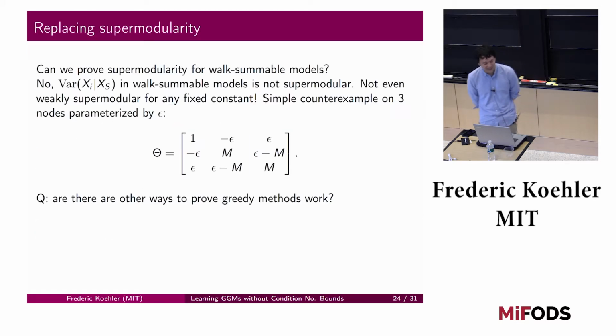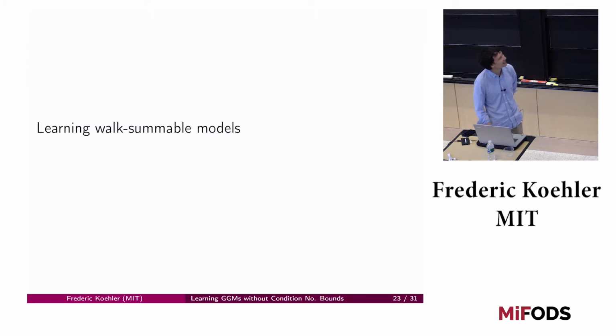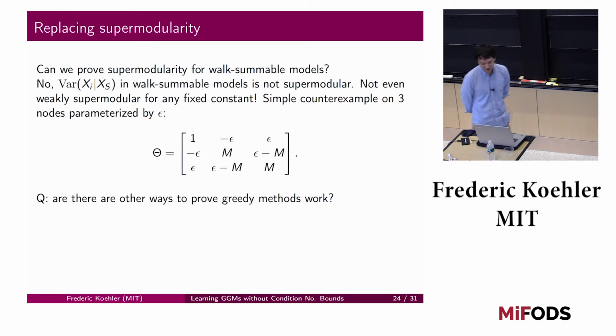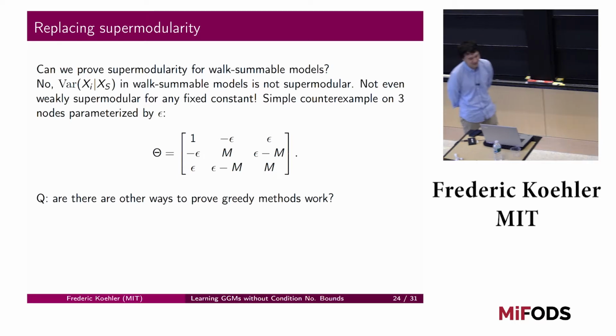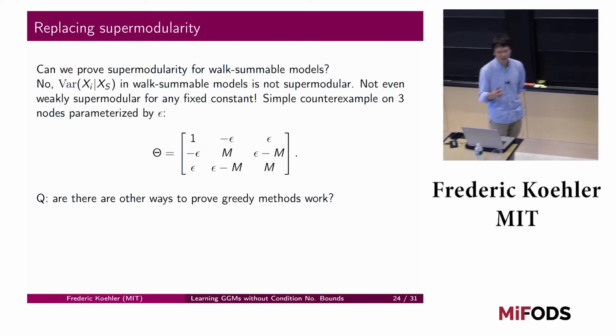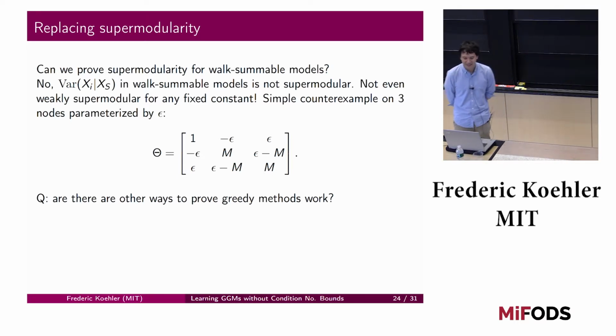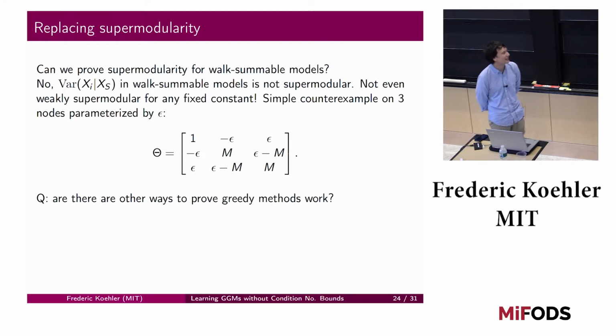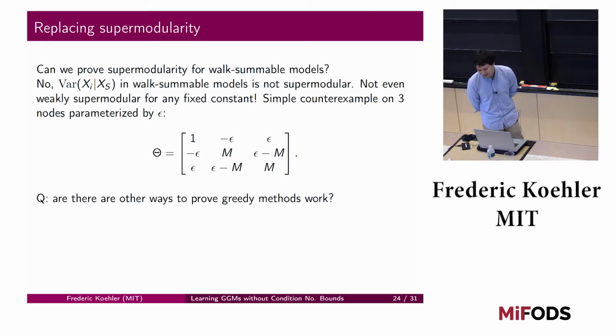So we still have some time left, so let's talk about walk-summable models. What happens in walk-summable models is that, before we loved supermodularity for greedy algorithms, but it's just totally not true in this case. I won't belabor the point, but basically you can write down a model on 3 nodes, and what happens is that if I add one of my neighbors, then it doesn't help the conditional variance that much compared to adding 2 of my neighbors. So that means that there's basically no supermodularity.